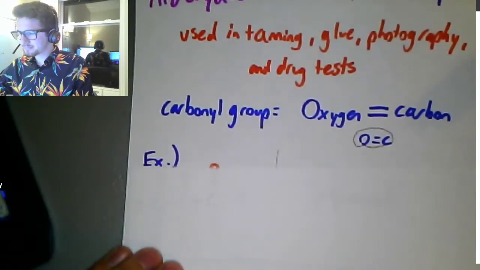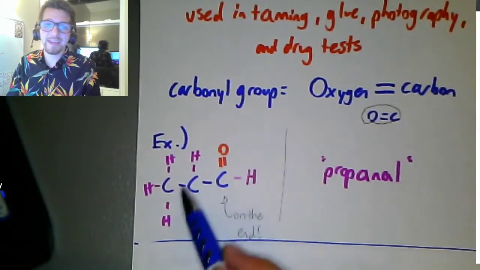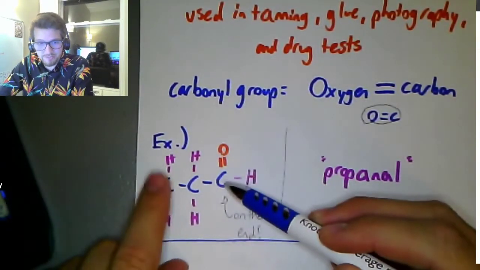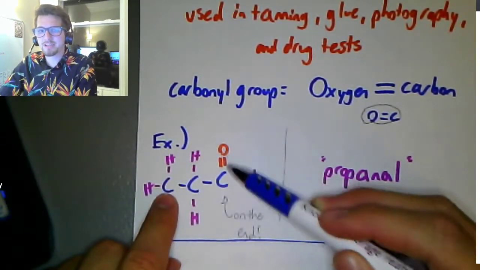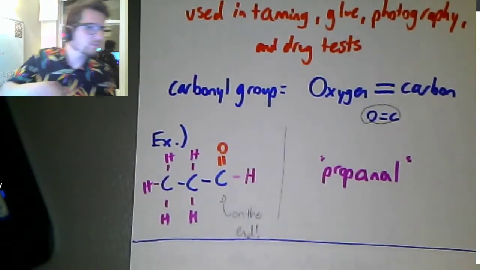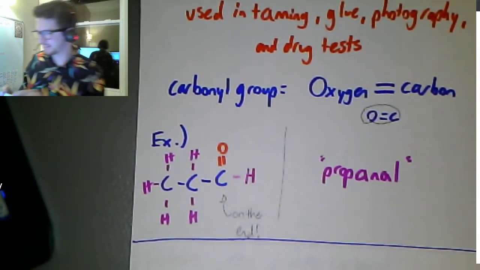And to show you an example of it, if you have any carbon chain, and on the end carbon, so one of this one or this one, not the one in the middle, one of the ones on the end, if the one on the end is double bonded to an oxygen, then, uh-oh, I reorganized and I don't know where my highlighter is. This is so sad. Looks like we're using green today.